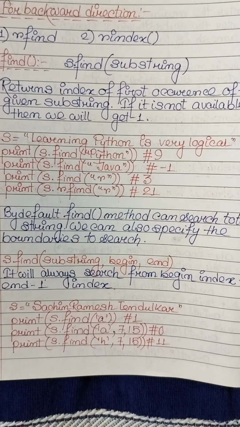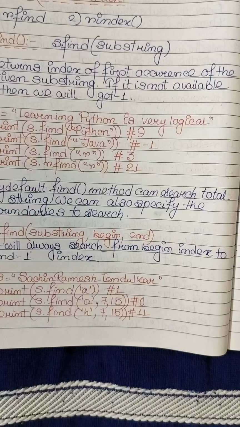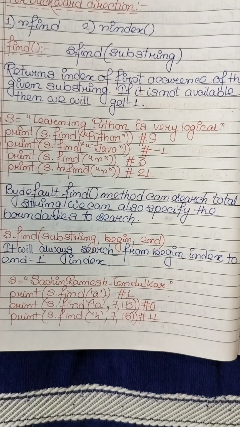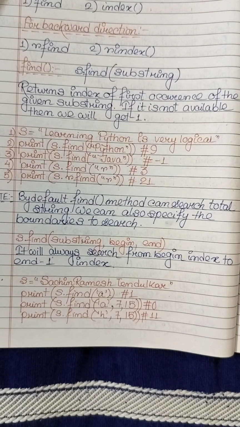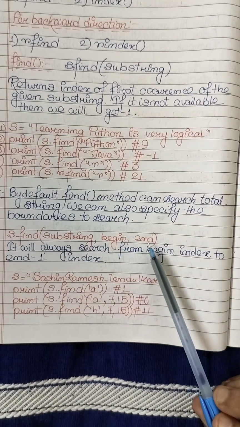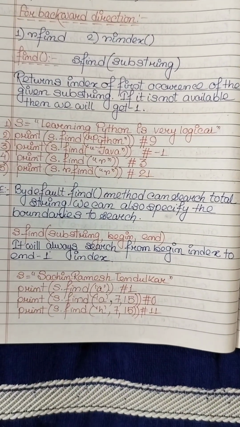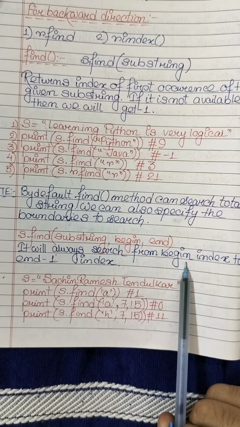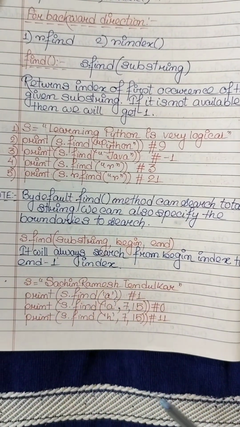By default, the find method can search the total string. We can also specify the boundary to search this way: s dot find substring, begin and end. It will always search from begin index to end -1 index.